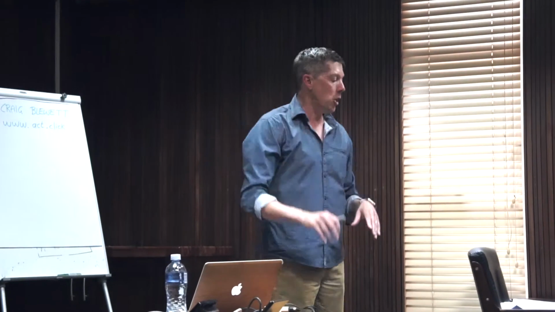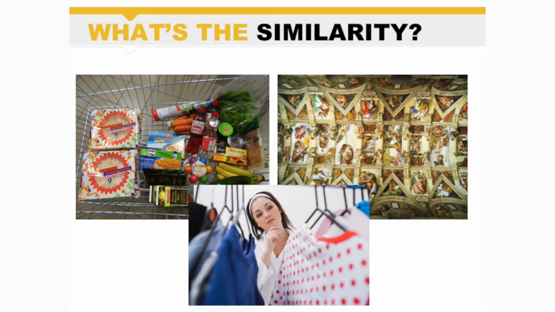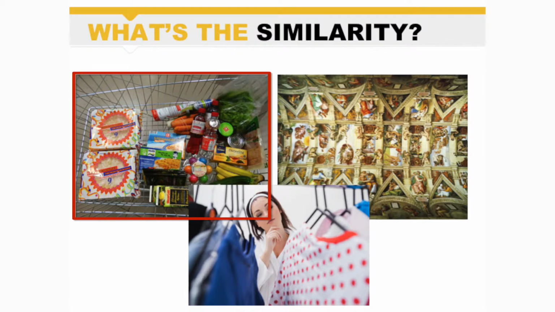What's the similarity in those pictures? Who can tell me? What's the similarity? Choice. Okay, that's a great one. Basically that's what it is. When you look at all of these, there's a shopping cart. Someone had to make a decision as to what went into that shopping cart when you could see it.